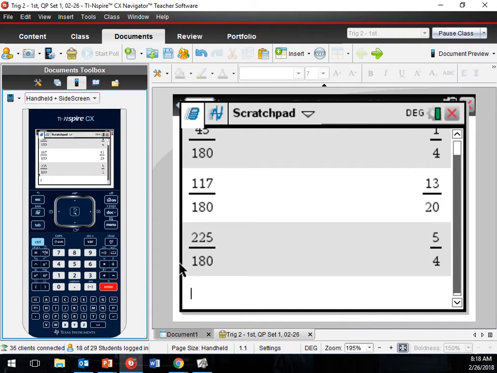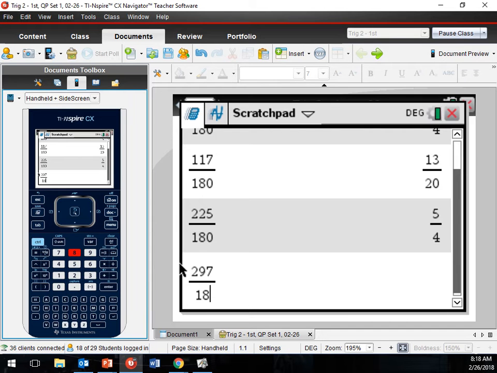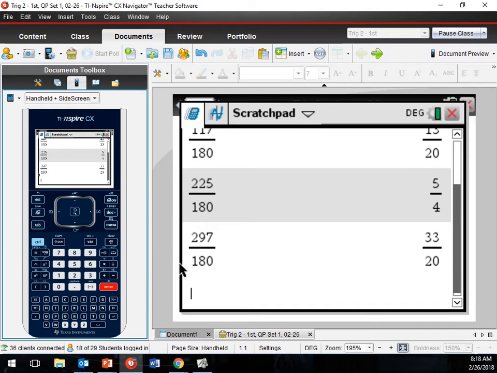And my last one, 297. So 297 times pi divided by 180. That's going to give me 33 pi over 20. Very good, 33 pi over 20.